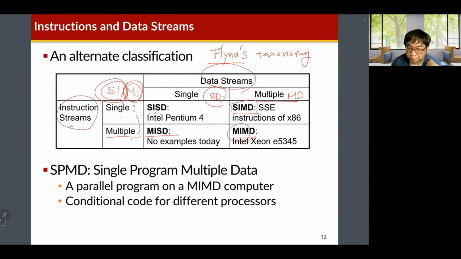Okay, so this is the very classical processor. It's a single core processor, and this processor can only run a single thread.